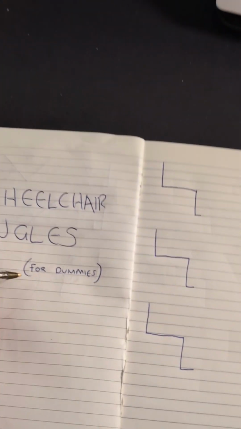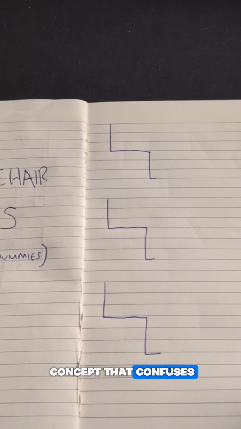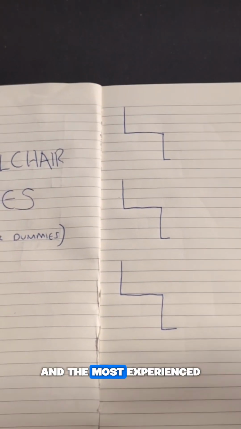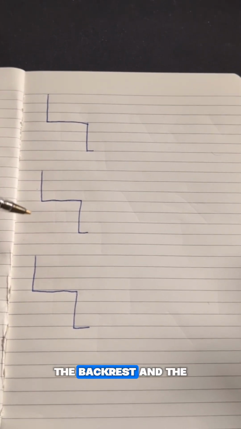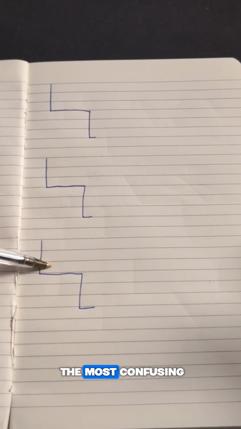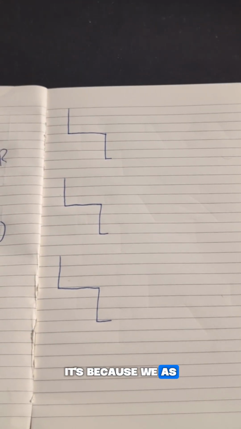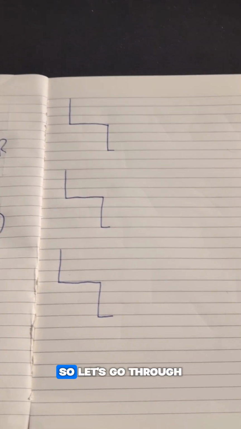Wheelchair angles for dummies. I'm going to explain this concept that confuses even the most experienced clinicians and the most experienced product reps. We're going to go through the wheelchair angles on the base, the backrest, and the leg rest. And the leg rest is the one that's the most confusing. It's not your fault. It's because we as an industry just say it wrong. So let's go through it.